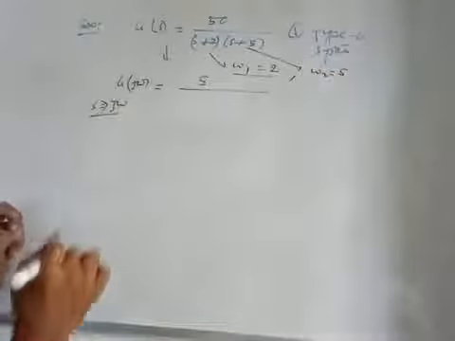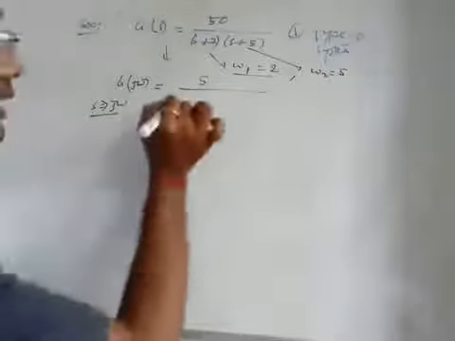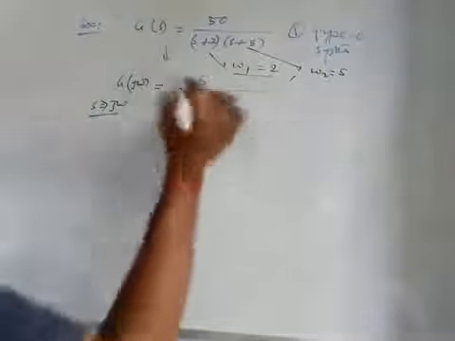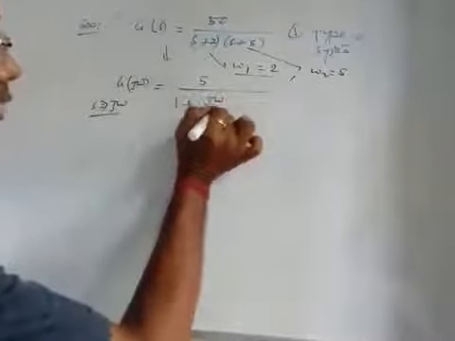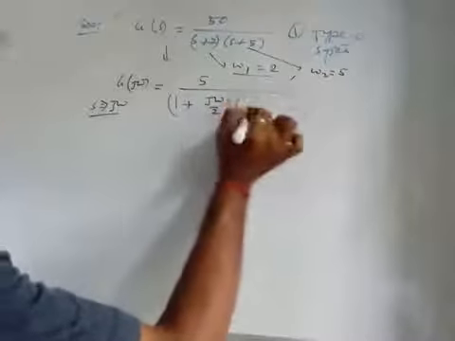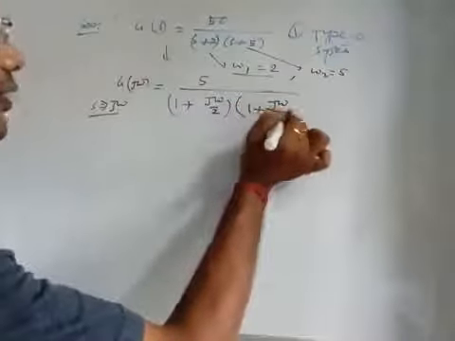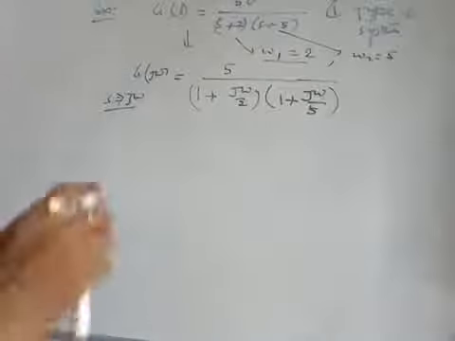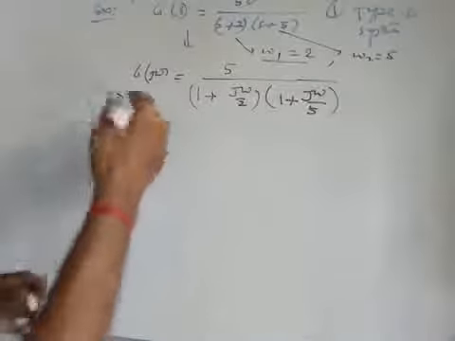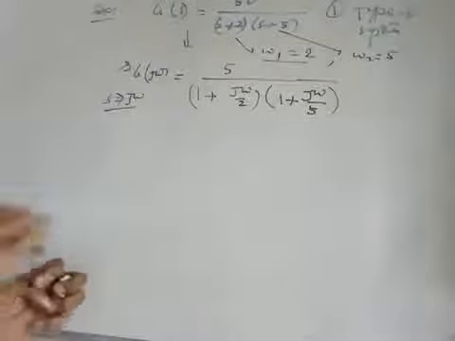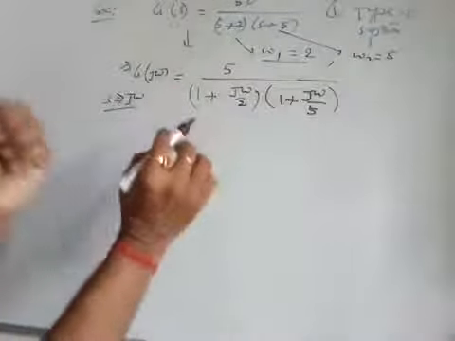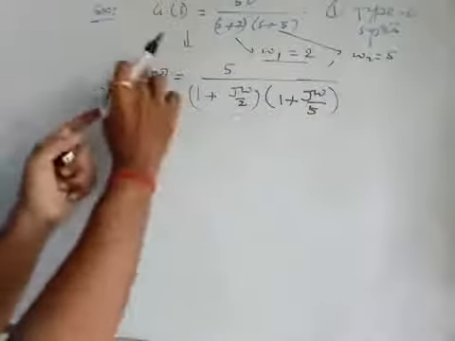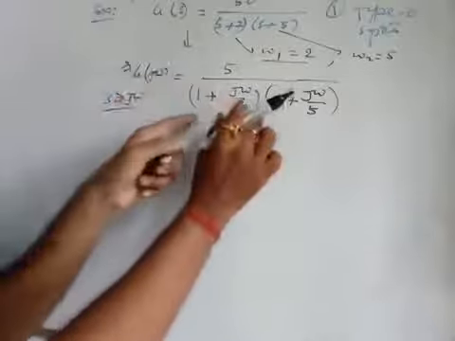If we put s equal to j omega in the time constant form, we get 5 by (1 plus j omega by 2)(1 plus j omega by 5), right? So we are getting the sinusoidal transfer function like this. What is the requirement of the sinusoidal transfer function? Because once you convert this transfer function into the sinusoidal transfer function, you are getting a complex quantity which is a function of omega.